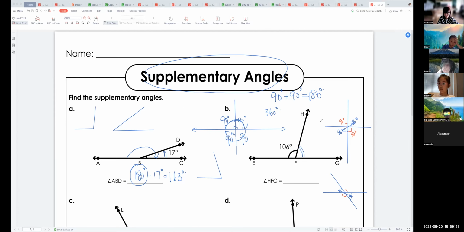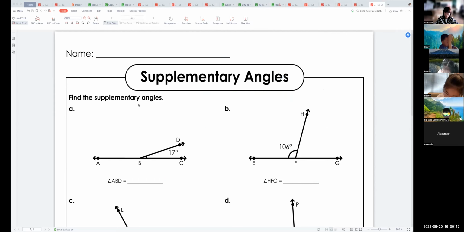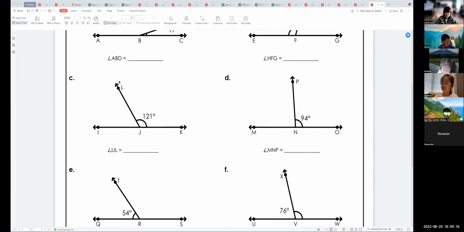HFG is 180 minus 106, so that will be 74 degrees. Get it, everybody? And 106 and 74, these two angles are supplementary to each other. Get it, boys and girls? Okay, so let's take a look at C, D, E, F.